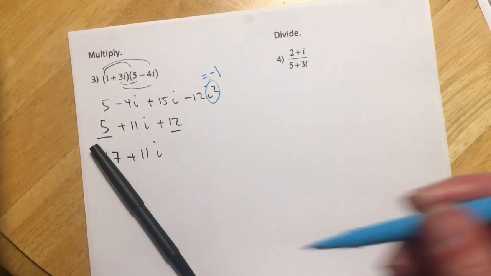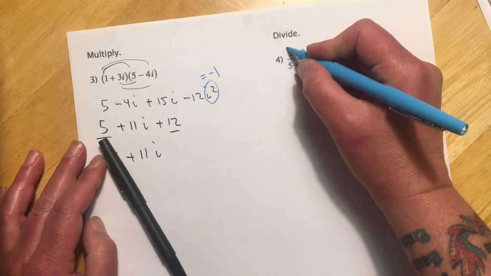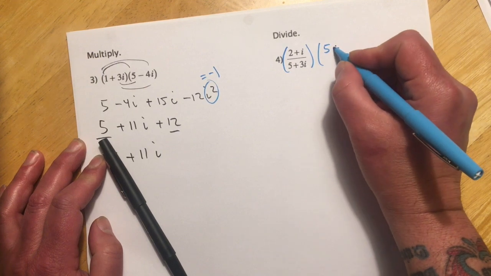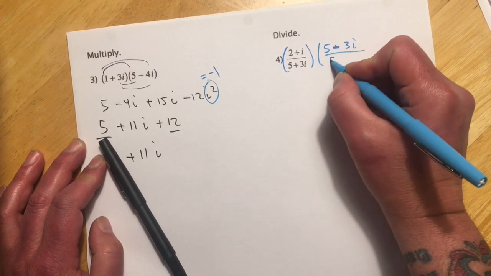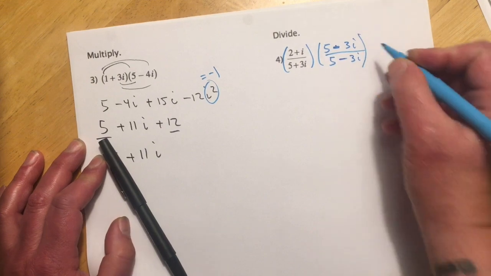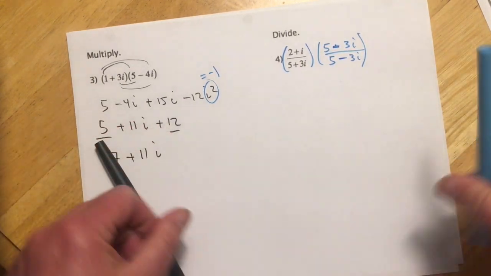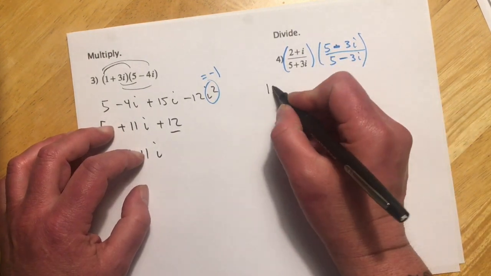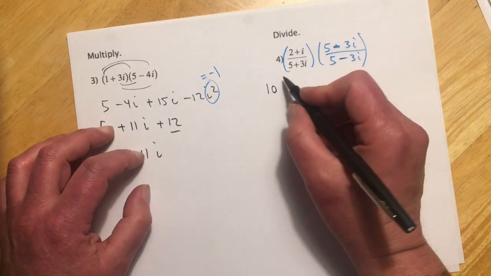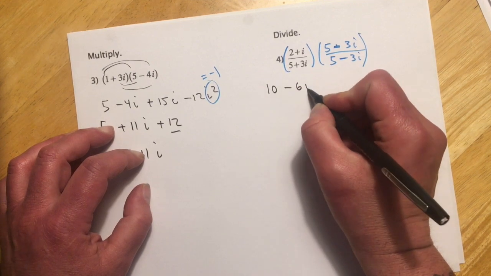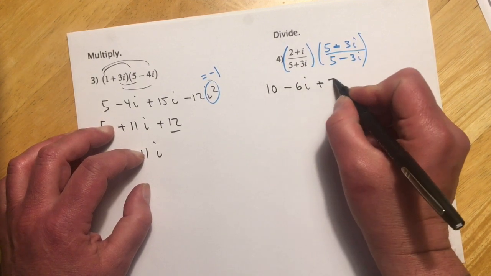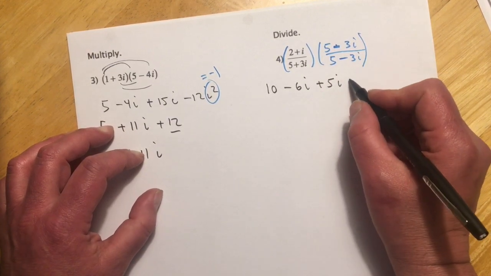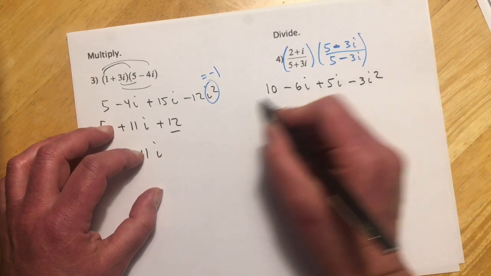So the divide, this is the one that's like back in 8.4, where we multiply by the conjugate, but in this case, the complex conjugate. So 5 minus 3i, 5 minus 3i. So 2 times 5 is going to give me 10. 2 times negative 3i will give me minus 6i. i times 5 will give me plus 5i.